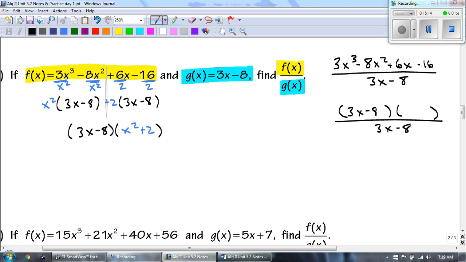And then we bring it over here. So 3x minus 8 times x squared plus 2, over 3x minus 8. 3x minus 8 and 3x minus 8 cancel, and we're left with x squared plus 2.